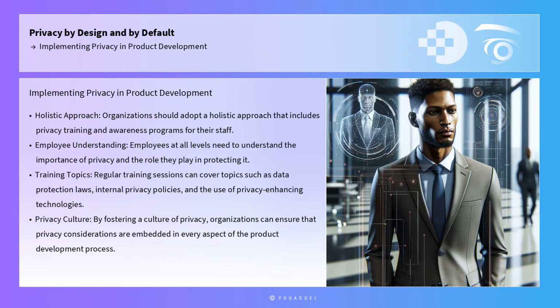To effectively implement privacy in product development, organizations should adopt a holistic approach that includes privacy training and awareness programs for their staff. Employees at all levels need to understand the importance of privacy and the role they play in protecting it. Regular training sessions can cover topics such as data protection laws, internal privacy policies, and the use of privacy-enhancing technologies. By fostering a culture of privacy, organizations can ensure that privacy considerations are embedded in every aspect of the product development process.